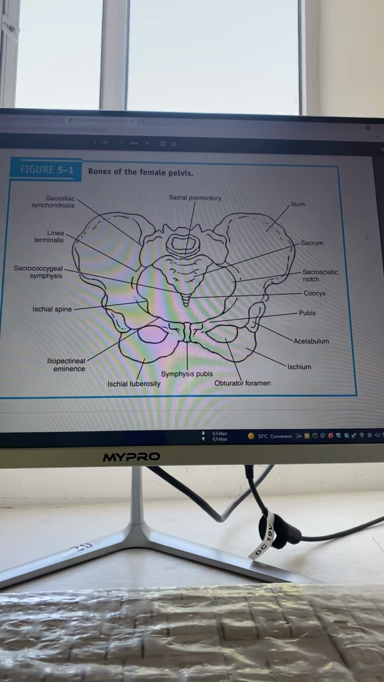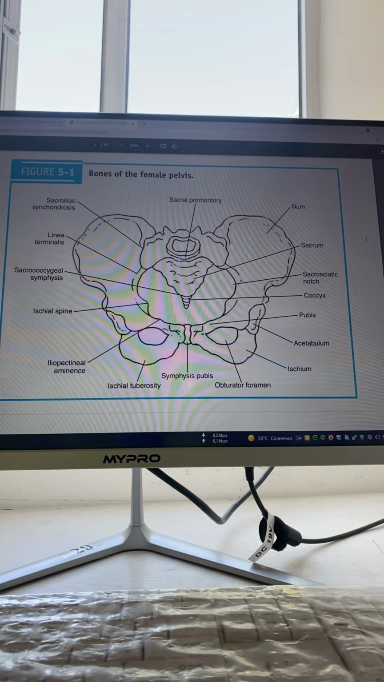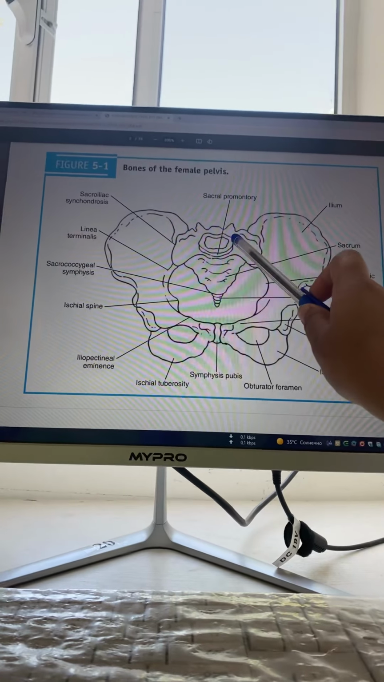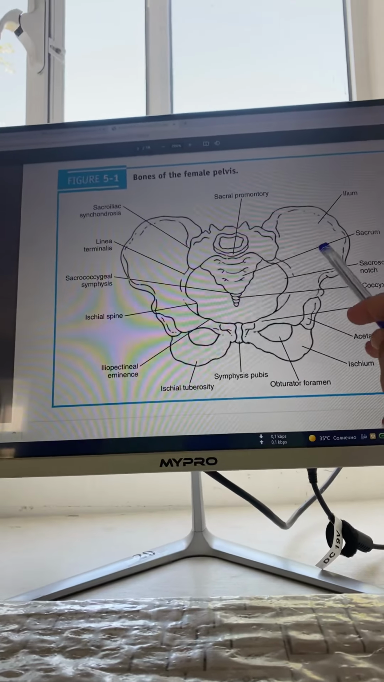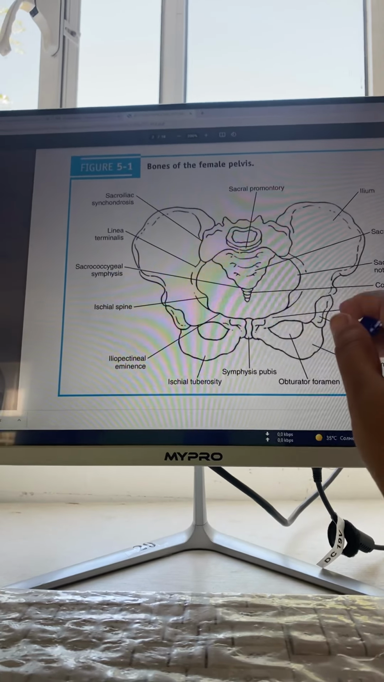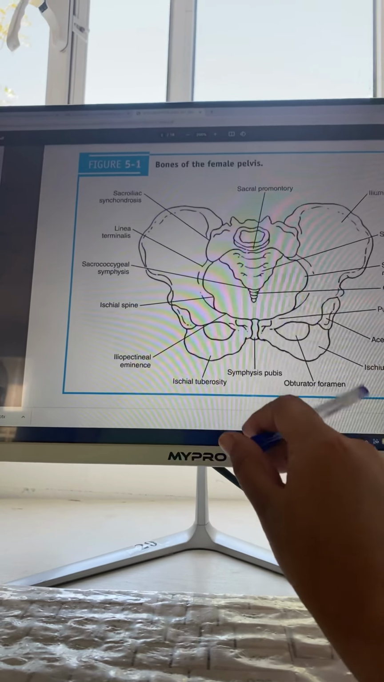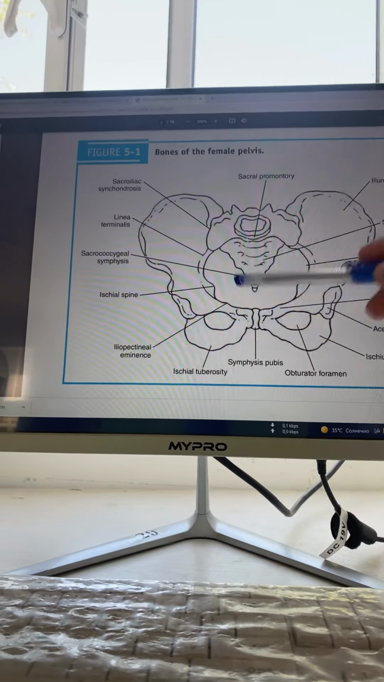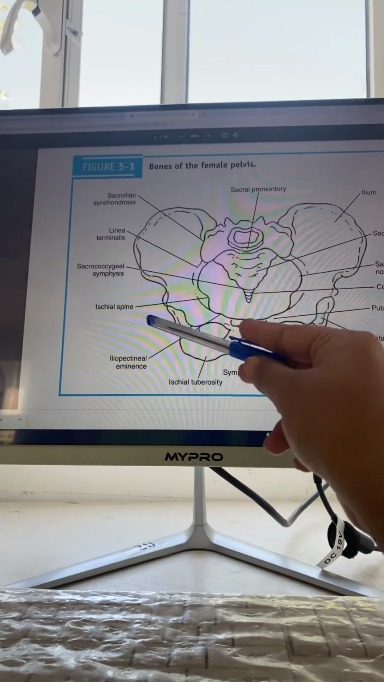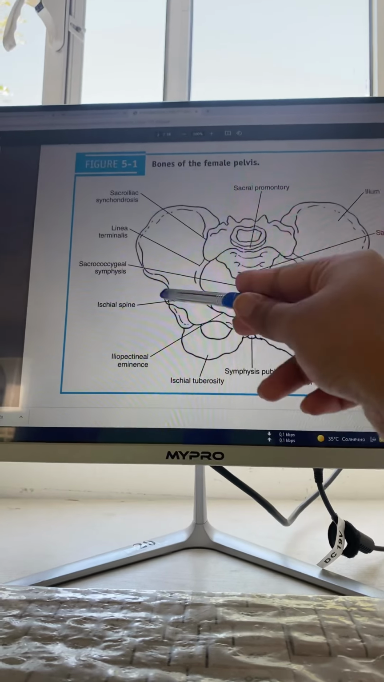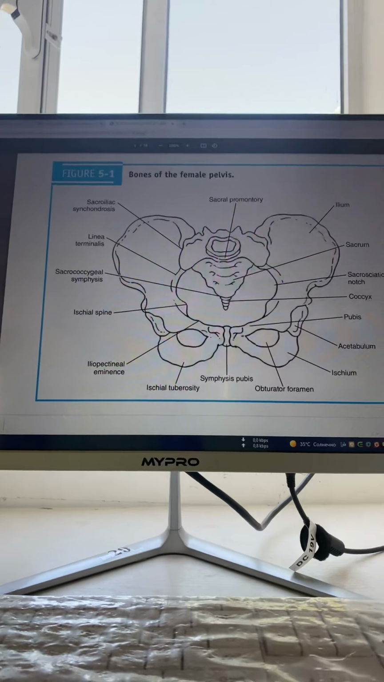Sacral promontory, ilium, sacrum, sacrosciatic notch, coccyx, pubis, acetabulum, ischium, obturator foramen, symphysis pubis, ischial tuberosity, iliopectineal eminence, ischial spine, sacrococcygeal symphysis, linea terminalis, sacroiliac synchondrosis.